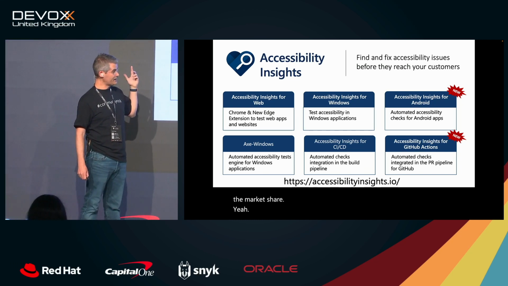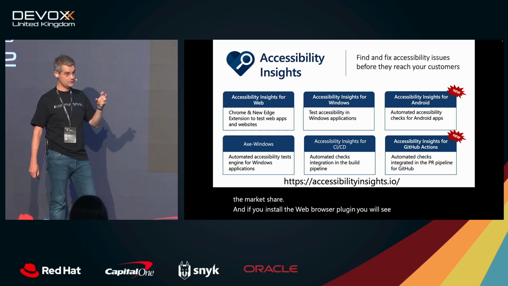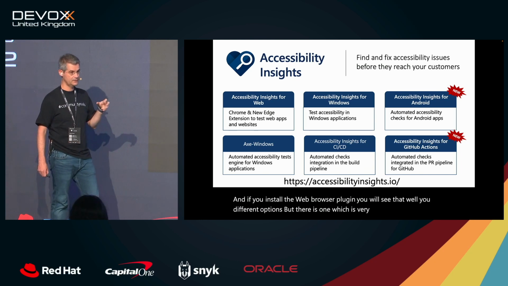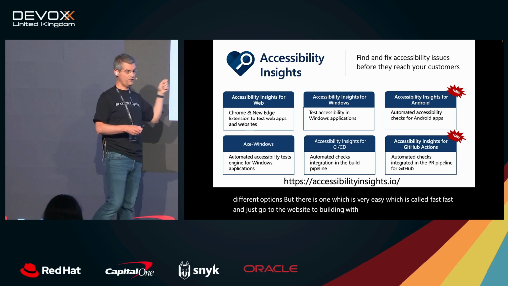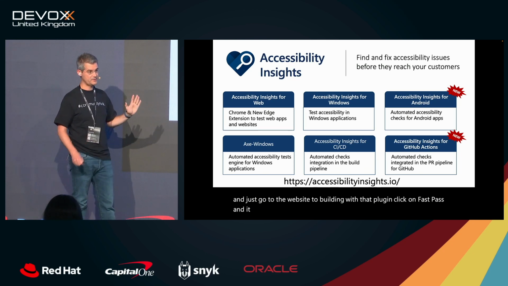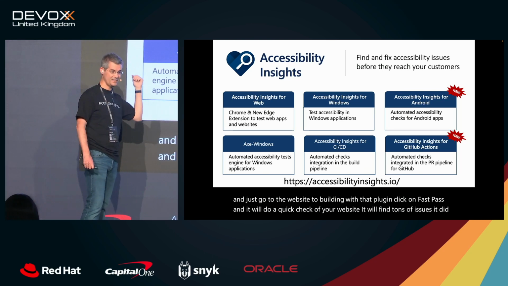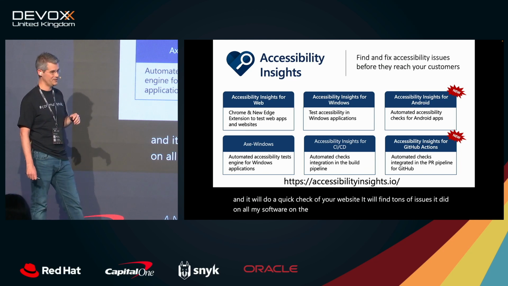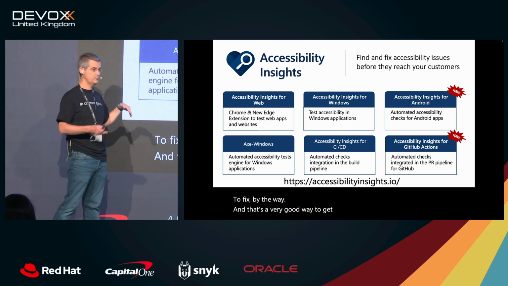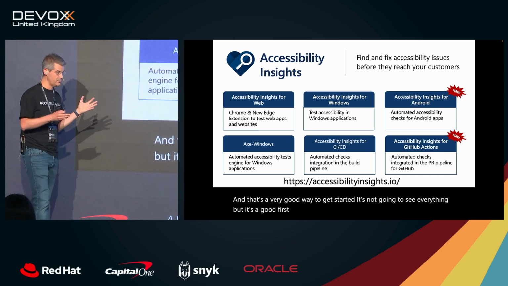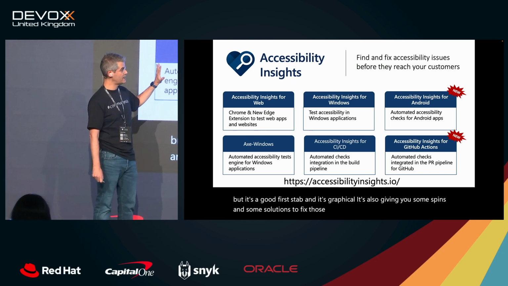And if you install that web browser plugin, you will see that, well, you've got different options, but there is one which is very easy, which is called FastPass. And just go to the website you're building with that plugin, click on FastPass, and it will do a quick check of your website. It will find tons of issues. It did on all my software. On the Gypsy website, it found tons of issues I still need to fix, by the way. And that's a very good way to get started. It's not going to see everything, but it's a good first step. And it's graphical, and it's also giving you some hints and some solutions to fix those issues. So very easy to get started.